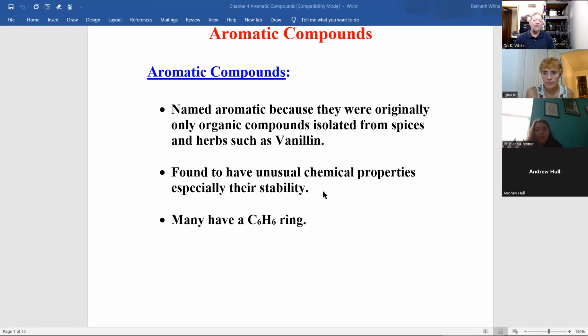All right, now, when we talk about aromatic compounds, they're very stable. They have very unusual chemical properties, especially their stability. They don't react when you don't want them to react. And many have, and this should be C6H5, not H6, ring in it. And this is an aromatic compound.